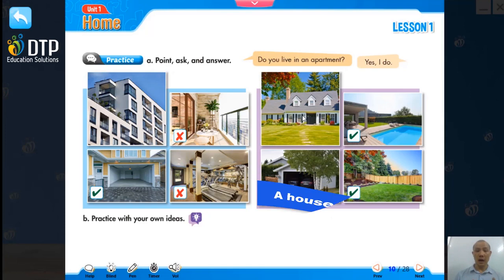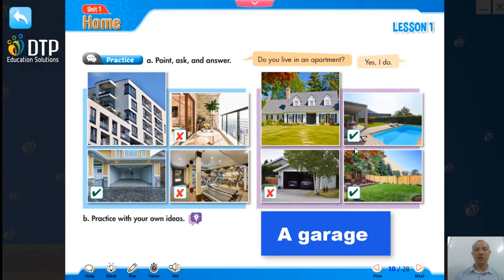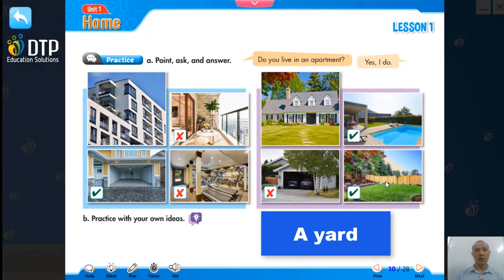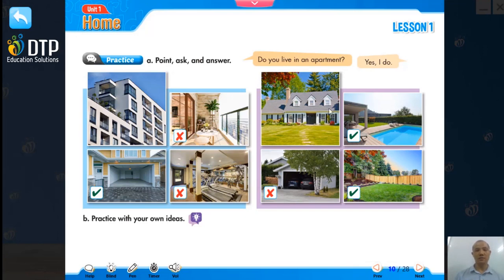What is it? A house. What is it? A garage. What is it? A pool. And what is it? A yard. Now it's your turn to make questions and I will answer.